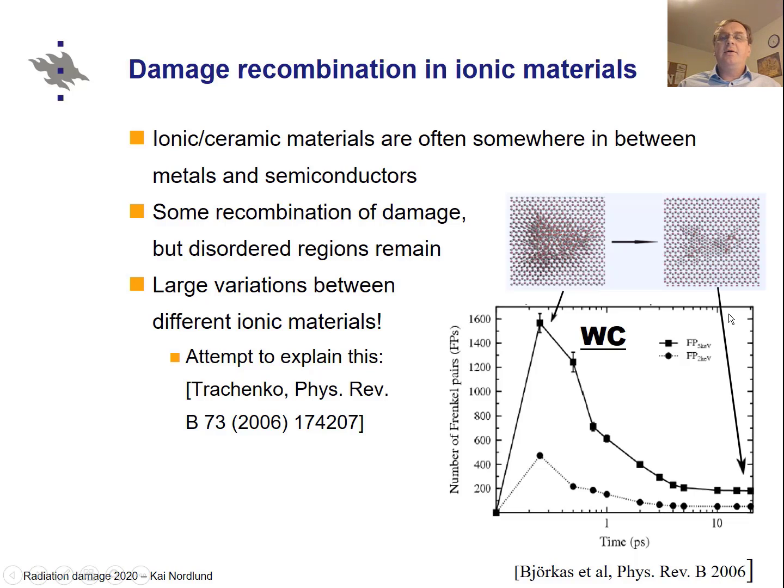Well, then the ionic materials, they can be more like metals or more like semiconductors. Usually they're somewhere in between. So for instance, in tungsten carbide, you have a fairly large heat spike because it's a dense material, then damage does recombine, but not completely, and you have some actually ordered damage with this. And different ionic materials have big differences. And this is not fully understood, but it's clear it relates to at least the atomic packing fraction of the materials. And this references some detailed discussions of the reasons why different ionic materials are different.